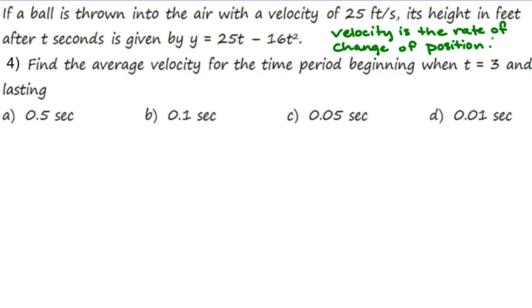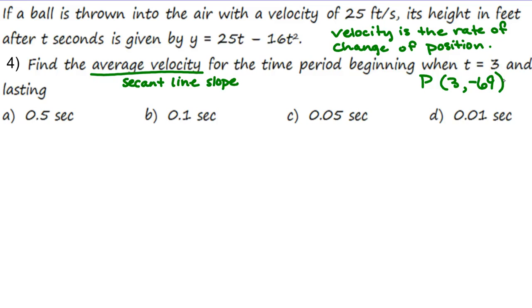So we're given our function. And if we're asked to find the average velocity, that means the average rate of change of the position, that means find the slope of the secant line. For the time period beginning when t equals 3. Okay, so that means our point P is (3, something). If you substitute 3 into this function, 25 times 3 minus 16 times 3 squared, you end up with negative 69. So the position at time 3 seconds is negative 69.